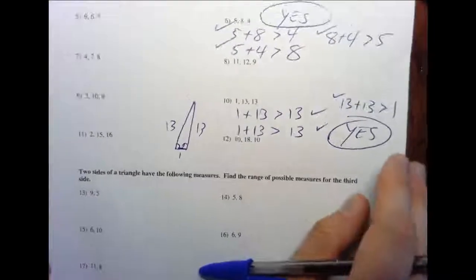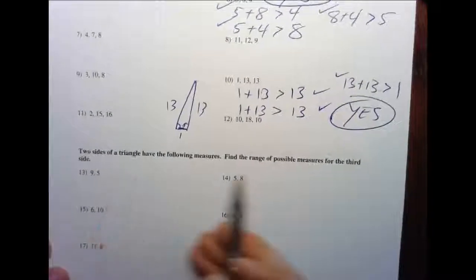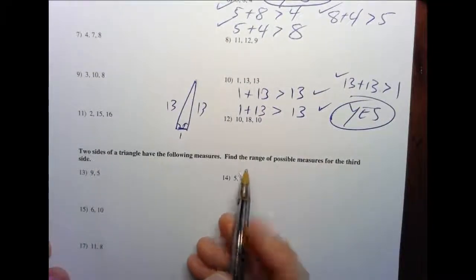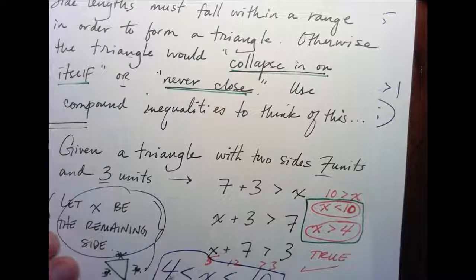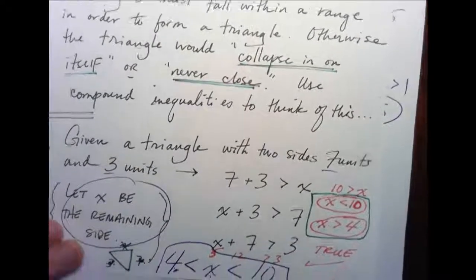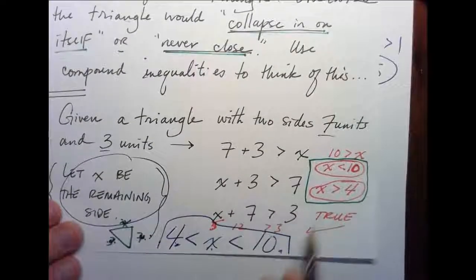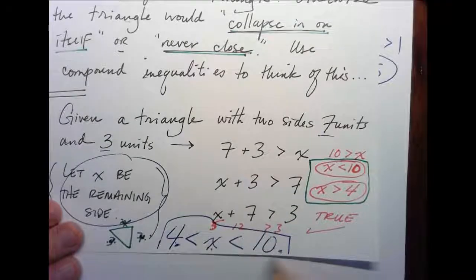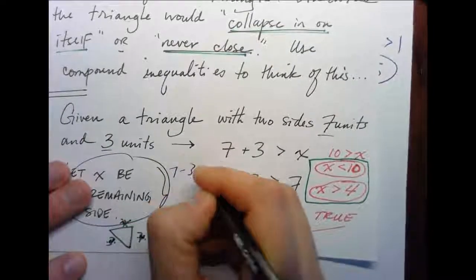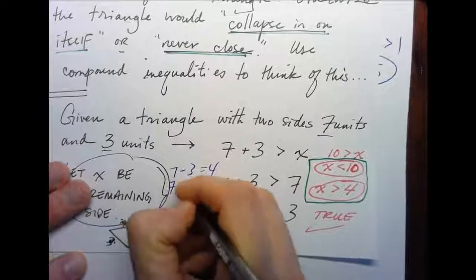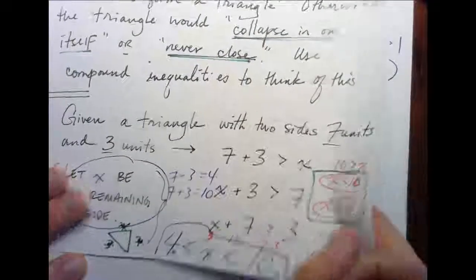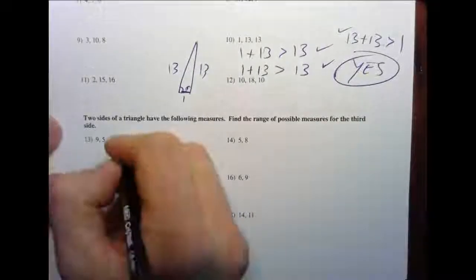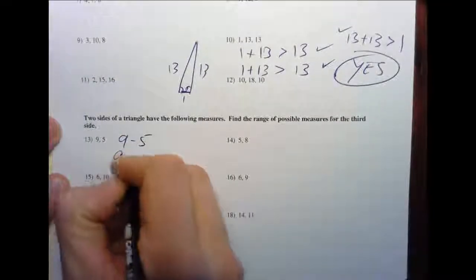What if two sides of a triangle have the following measures? Find the range of the possible measures for the third side. When we did this over here, 4 was our lower bound and 10 was our upper bound. We were given 7 and 3. A shortcut to get there is that 7 minus 3 equals 4 and 7 plus 3 equals 10. So there's our lower bound and our upper bound. You take the existing sides and you subtract them and you add them.